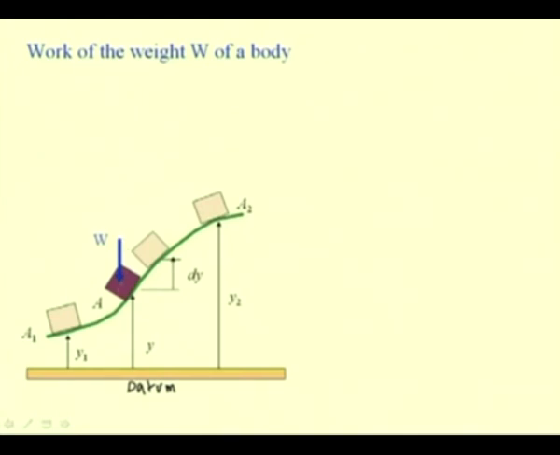This W is the weight of the body and it always acts in the vertical direction. So, for this position A we have this coordinate as y, and let us assume a small vertical displacement dy and find the work done by this force W for this displacement dy, and then find the total work done by this force W for the displacement from the position A1 to A2.